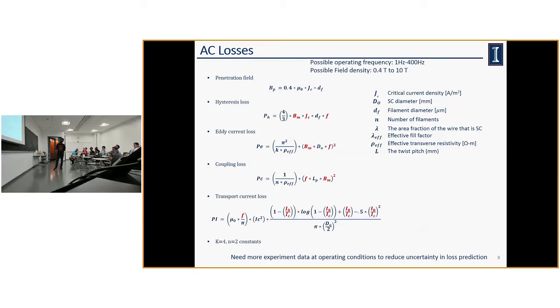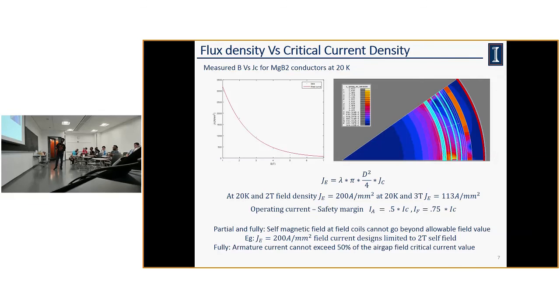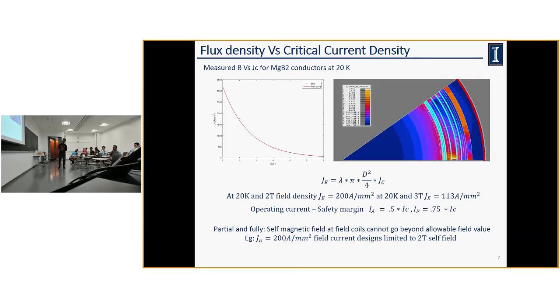But then we have another term, JC. The critical current is dependent on the field. If you look at my previous slide, yeah, this one, when the field goes high, the critical current becomes low. If I am applying 6 Tesla, then I cannot put a lot of current into that. So that's the reason I always assume that my armature current is 50% of the critical current.